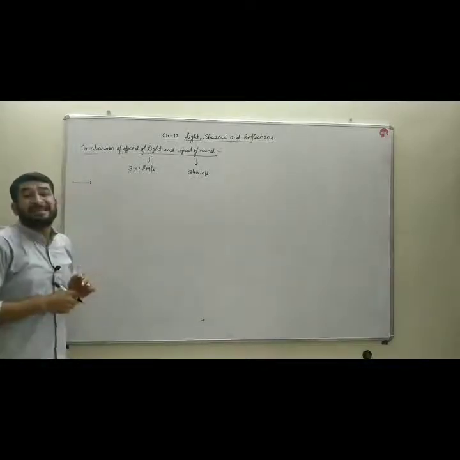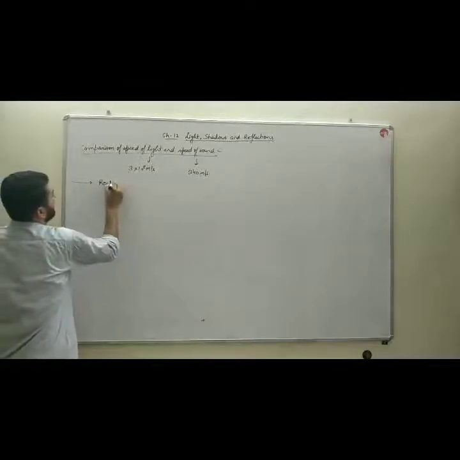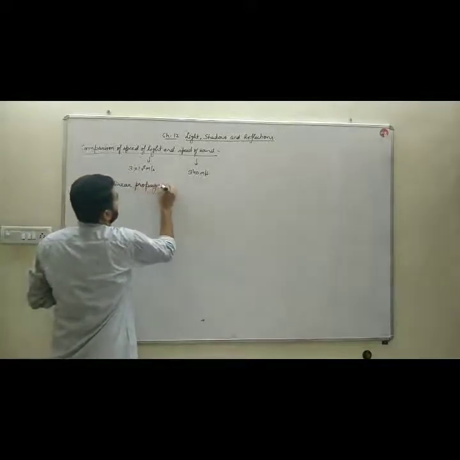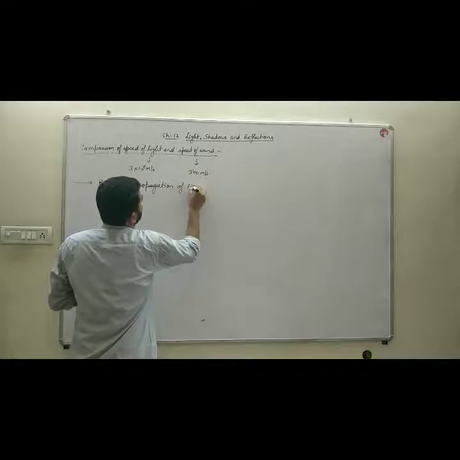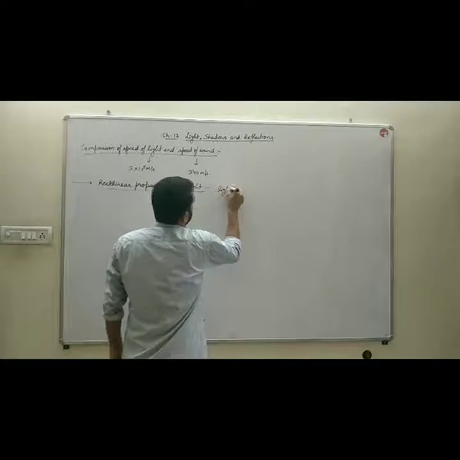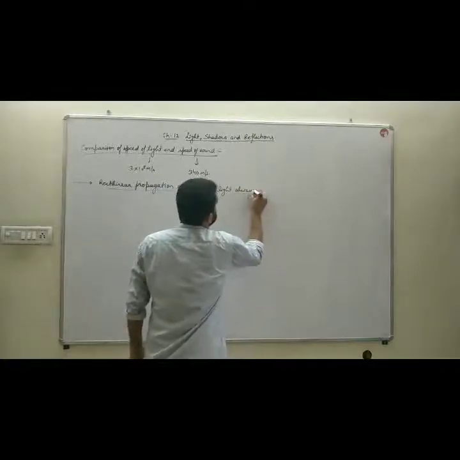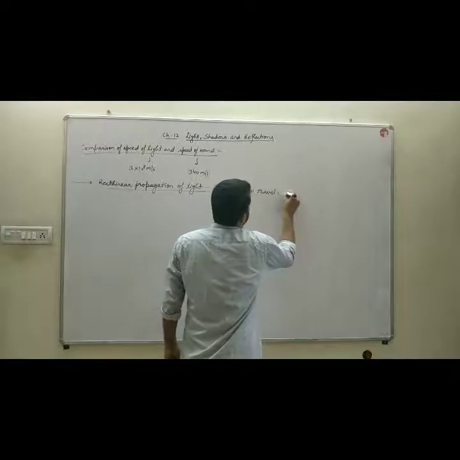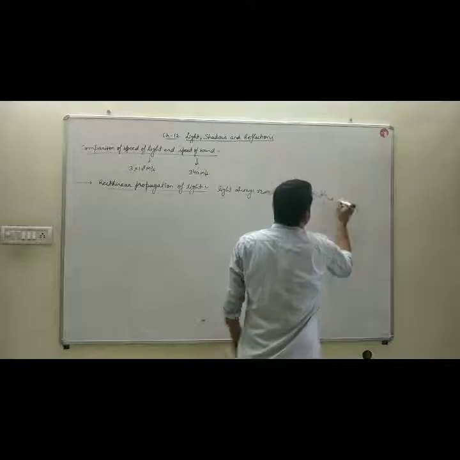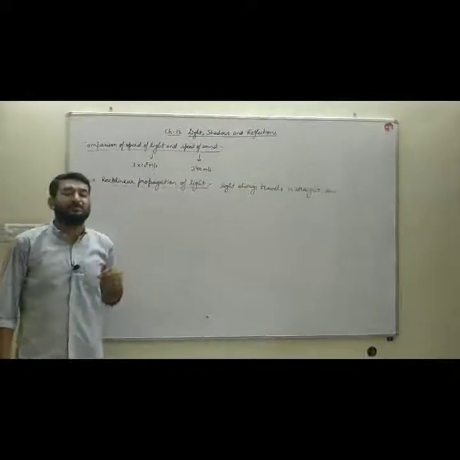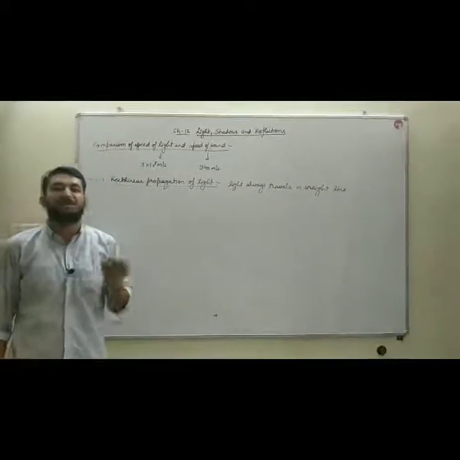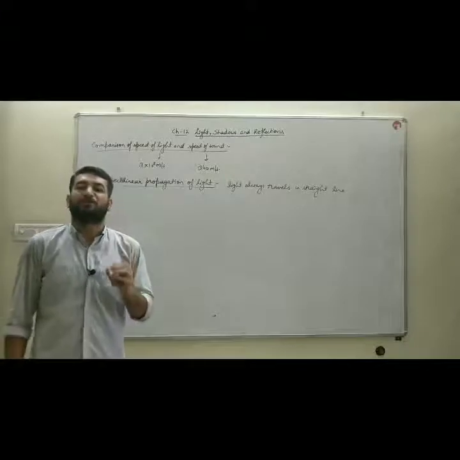Next we discuss the rectilinear propagation of light. What is it? The light always travels in a straight line. That property of light is known as rectilinear propagation of light. So it is the property of light due to which the particles of light always travel along a straight line. This property is known as rectilinear propagation of light.